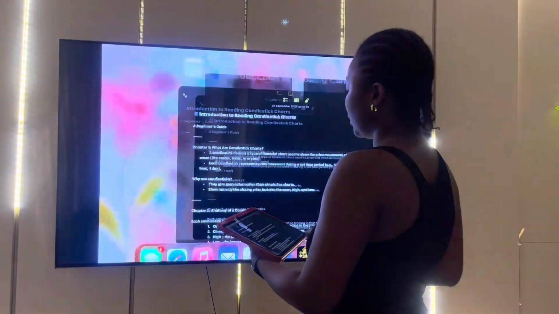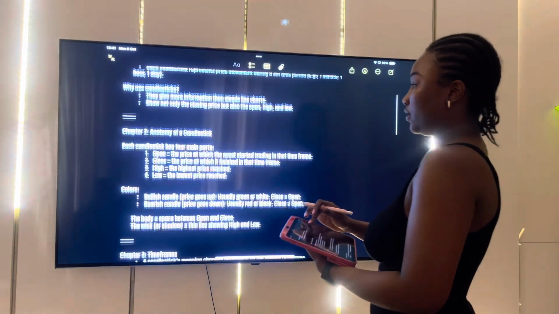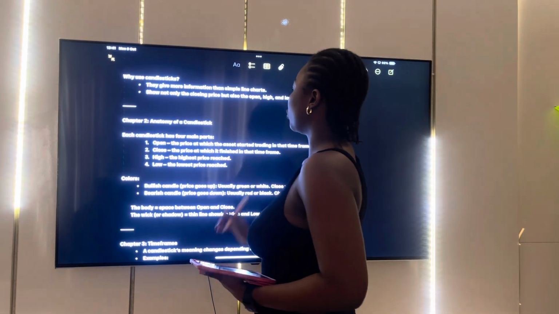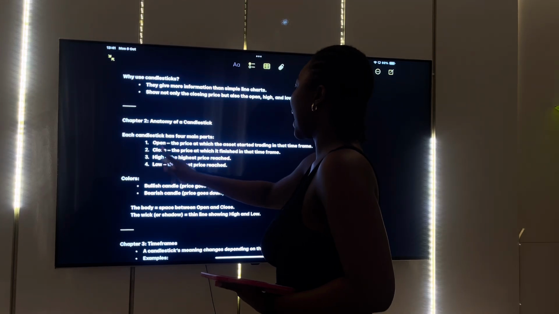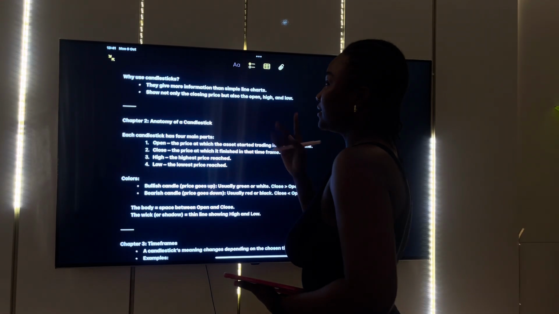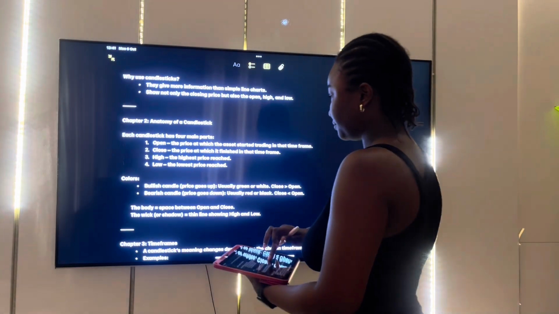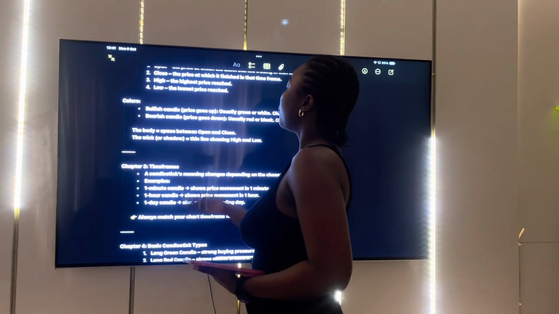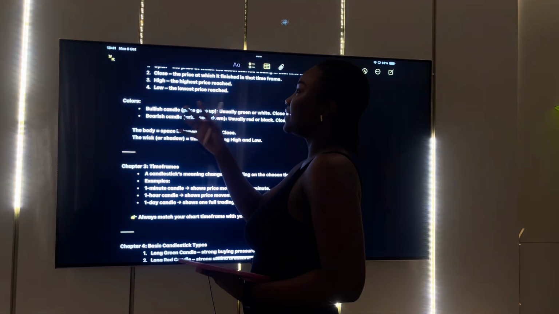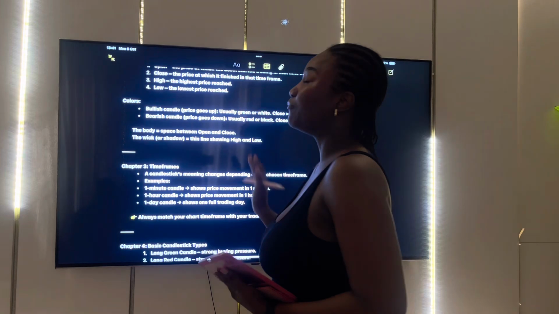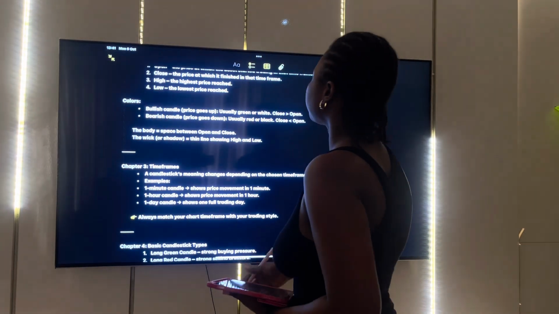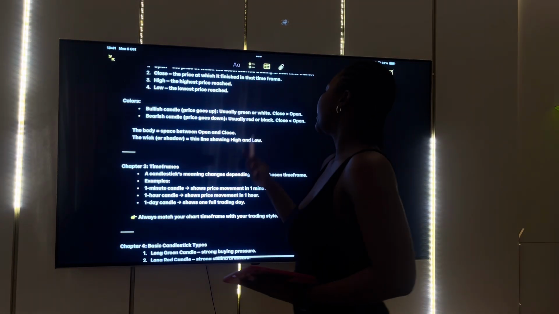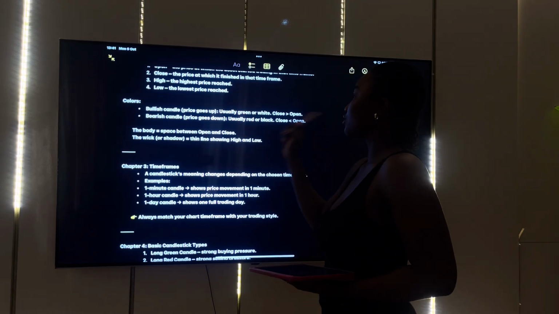Now let's go back to the notes. Okay. Chapter 2. Each candlestick has 4 parts: the open, the close, the high, and the low, like I explained in chapter 1. Now, colors. Bullish candlestick means bull. When you hear bull, it is up. When you hear bearish candle, it means down. The bullish candle is usually green, while the bearish candle is usually red.